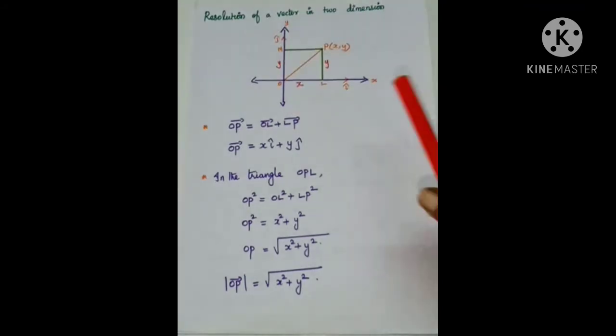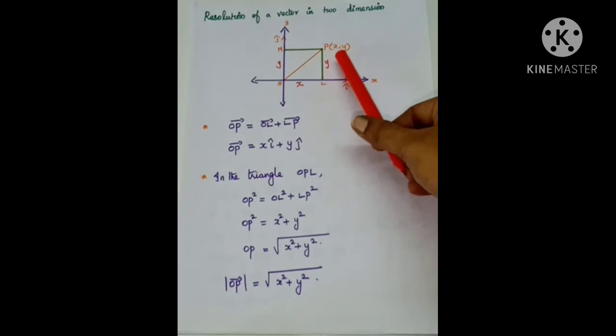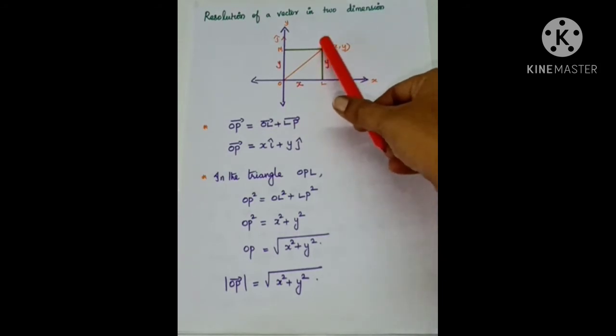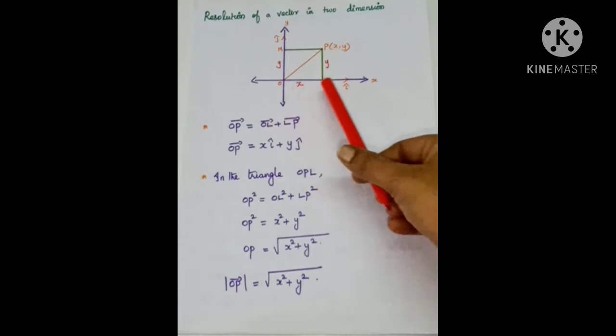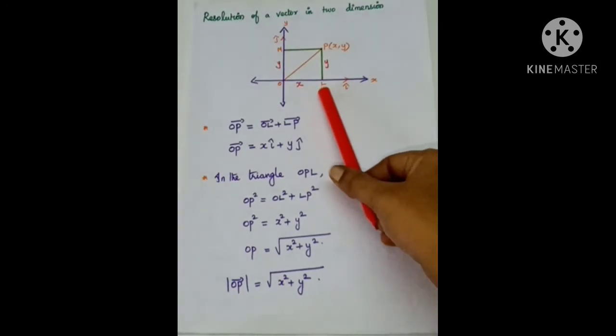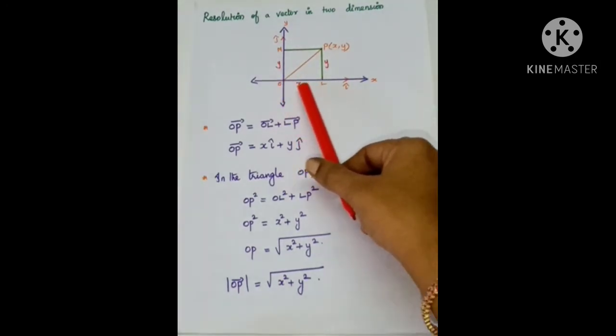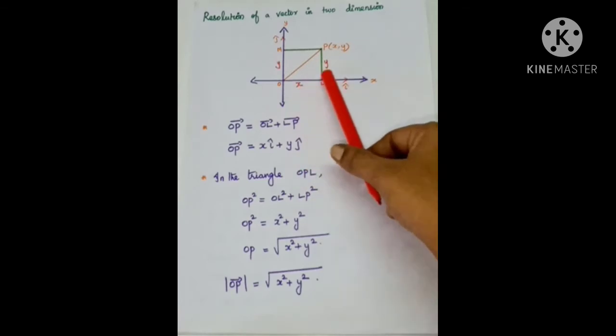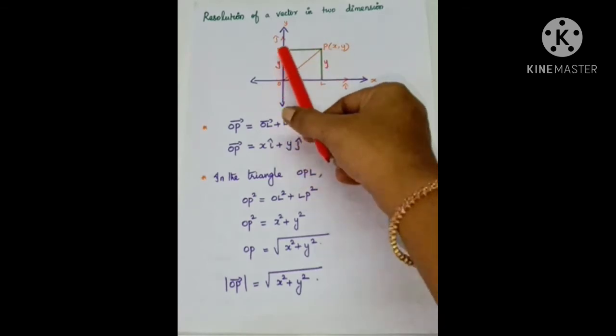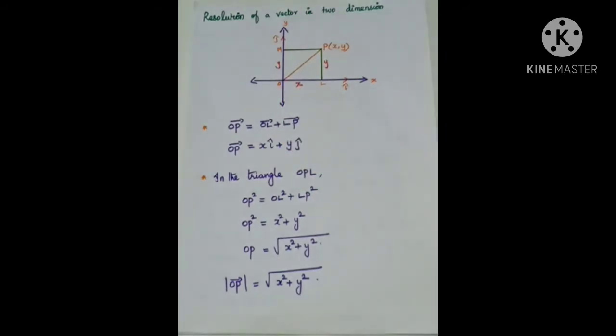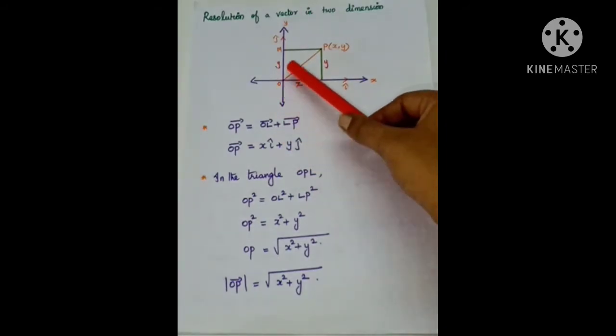So the coordinate of point P is x comma y. If you draw the perpendicular from P to x axis, the foot is L. Therefore the length OL is x, and in the same way the distance LP is y. So OM is also y. Now you are going to write OP vector.